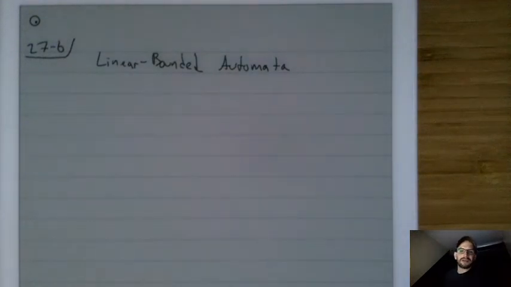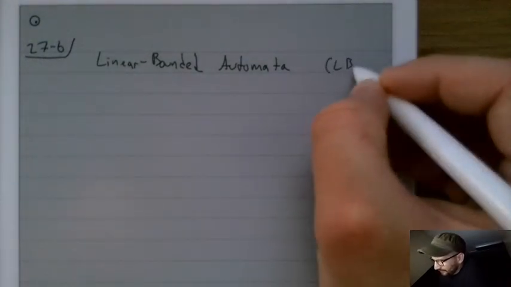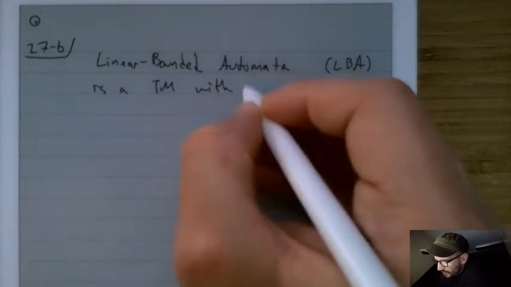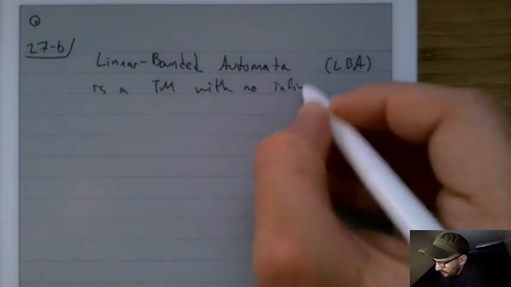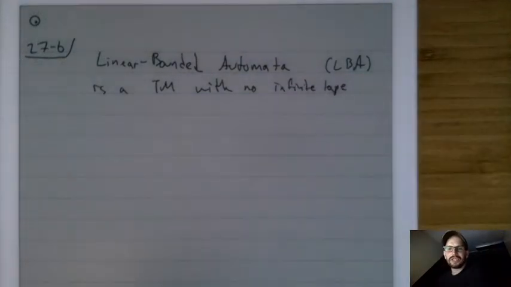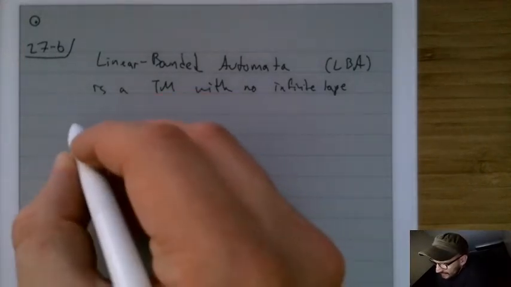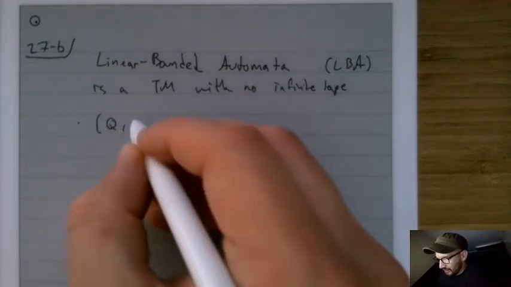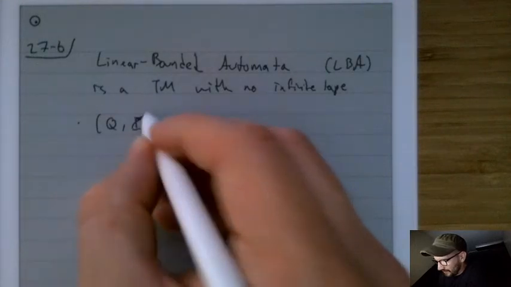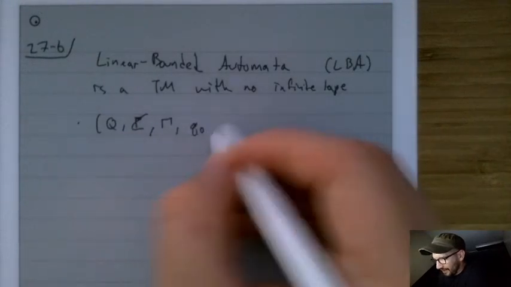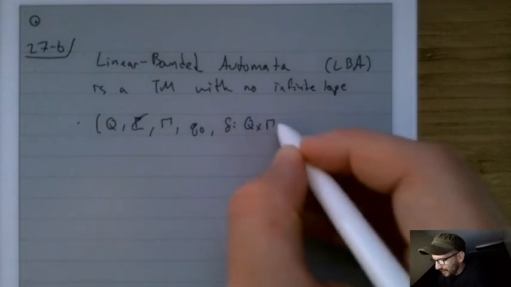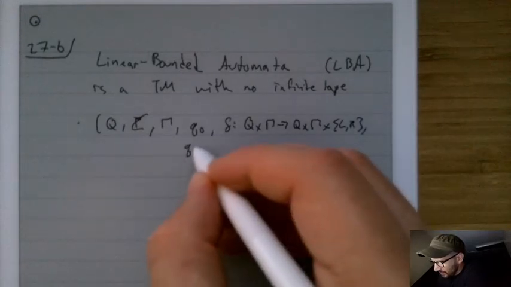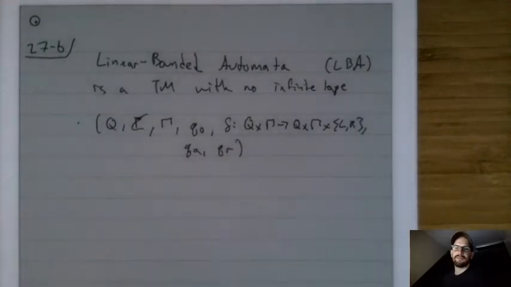And a linear bounded automata, I mentioned this before, also called an LBA, is a Turing machine with no infinite tape. Essentially, the definition of the Turing machine is exactly the same. It has all the same pieces: Q, Sigma, Gamma, Q0, delta, which is Q cross Gamma to Q cross Gamma cross L or R, and then it's got QA and QR. So all that's the same.